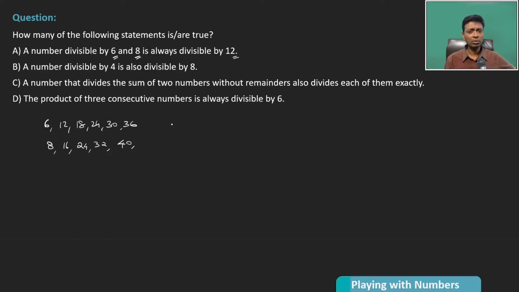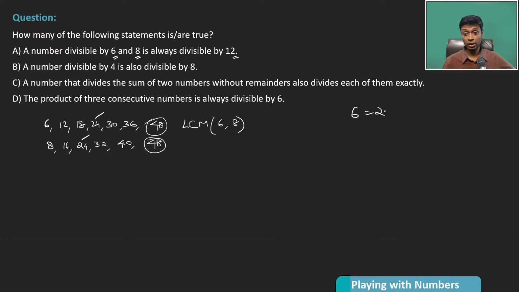So we want a number that's divisible by 6 and by 8. So we're looking for numbers that are multiples of 6 and multiples of 8. A number like 24 is there on both lists. 48 will be there on both lists. 72 will be there on both lists. And so any multiple of 24 will be a multiple of 6 and of 8. The LCM of 6 and 8 is the idea. That is the idea we are looking for.